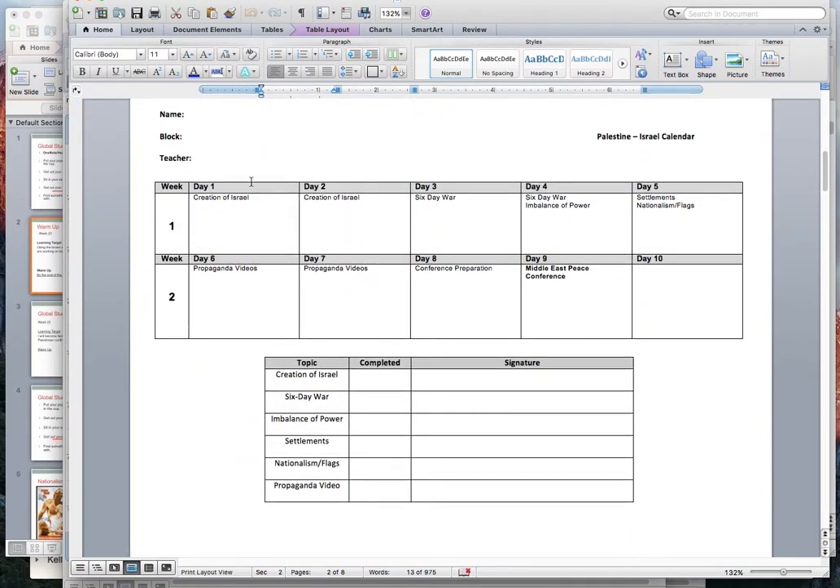So it's name, block, teacher, yours is light brown. You see that there's a total of day 1 all the way through day 9. Day 1 and 2, you're supposed to be working on creation of Israel, that topic. Day 3, you're supposed to work on the 6-day war. Day 4, imbalance of power. So the topics are in order.